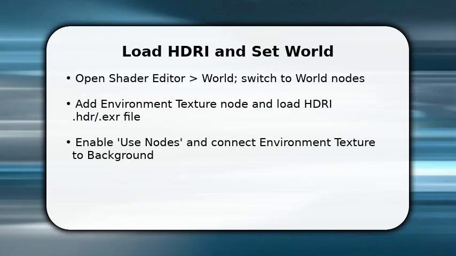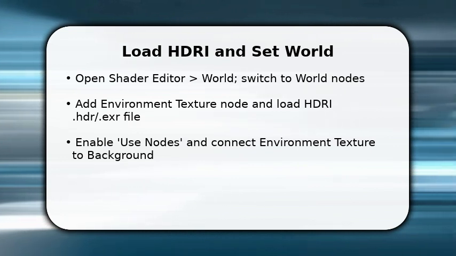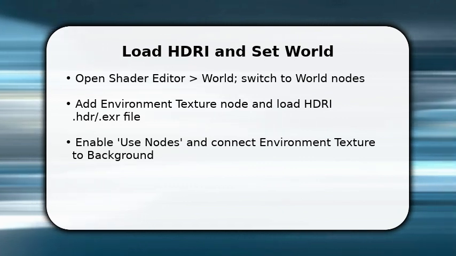You begin by switching to the world shader editor so you control the HDRI directly. This ensures the image drives lighting and reflections. Once done, add an environment texture node and load your HDRI file, HDR or EXR. Connect it to the background shader. Make sure use nodes is active, otherwise Blender won't evaluate the map.